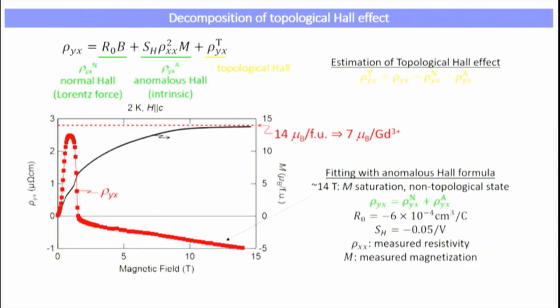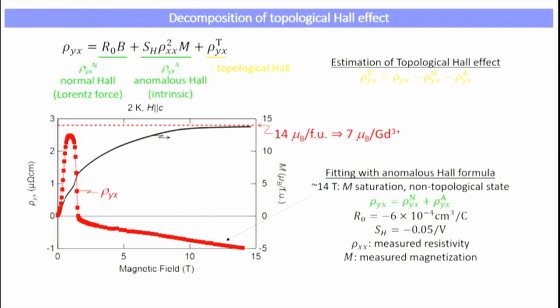So the measurement of the Hall resistivity alone is not enough to identify the topological Hall effect. We have to decompose each component of the Hall resistivity. So what we did is compare the Hall resistivity with the magnetization. In general, the Hall resistivity is composed of three different terms: the Lorentz force-related normal Hall term, a conventional anomalous Hall effect proportional to the magnetization, and the topological Hall effect.